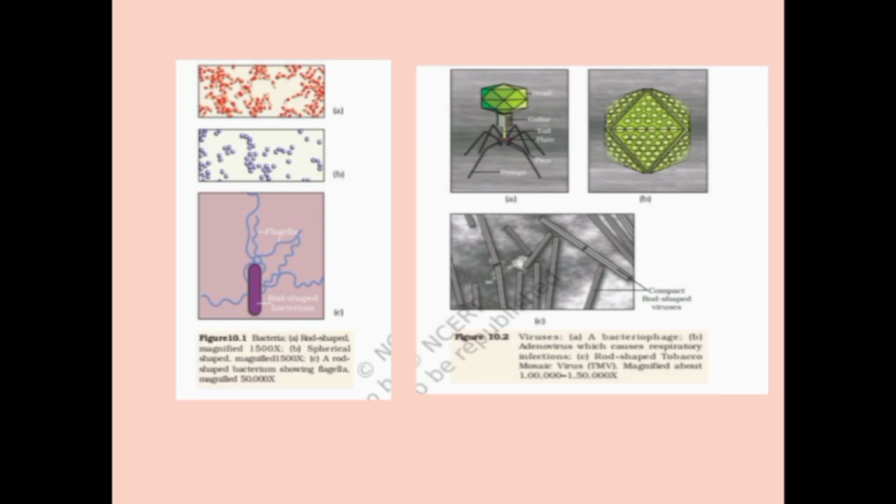In the diagram you can see that the bacteria contains a flagella, and this flagella is helpful for its locomotion, that means for its movement. If the flagella are present all around the bacteria, it is called peritrichous flagella.